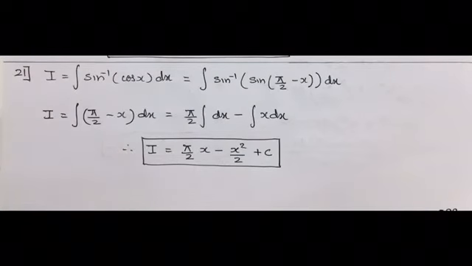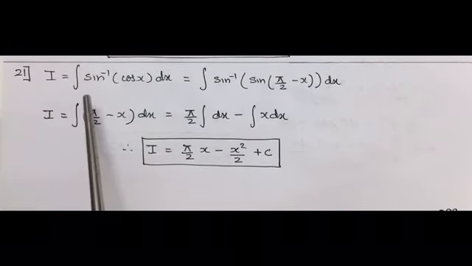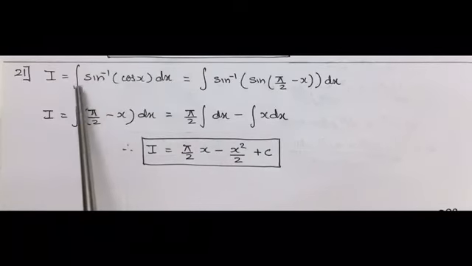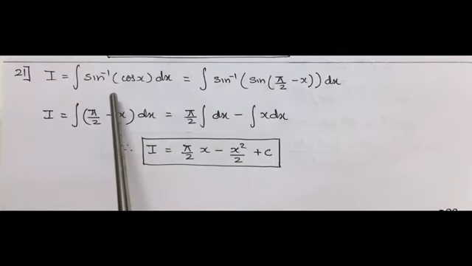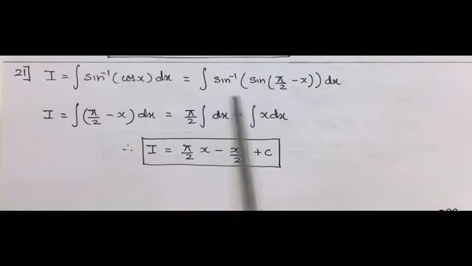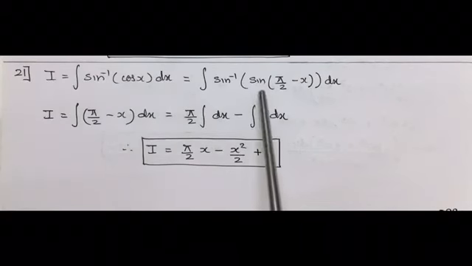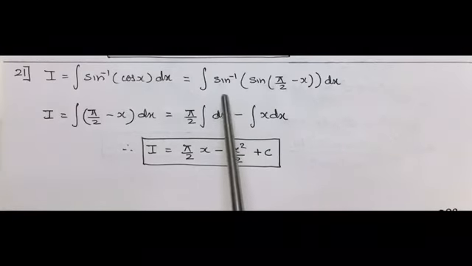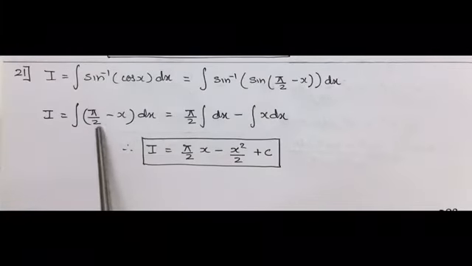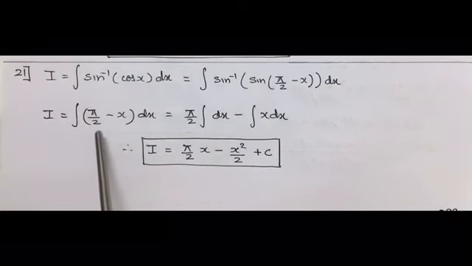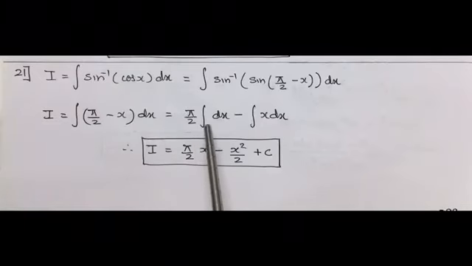21st one is I is equal to integration sin inverse cos x dx. Now we don't have the integration of sin inverse. So to remove sin inverse from here, we have adjusted cos x as sin of (pi by 2 minus x), so that sin inverse and sin get removed and only pi by 2 minus x remains. So we get here integration of (pi by 2 minus x) dx.